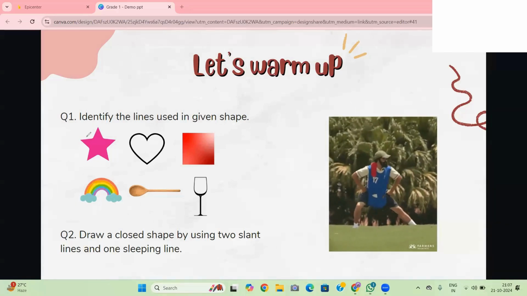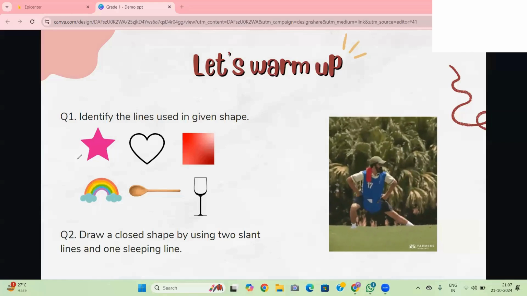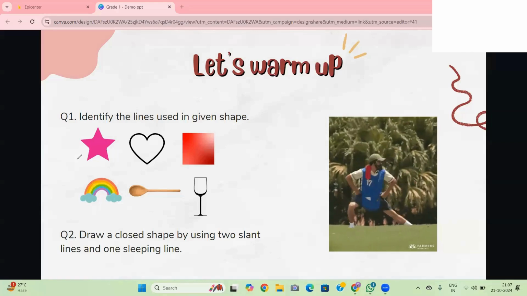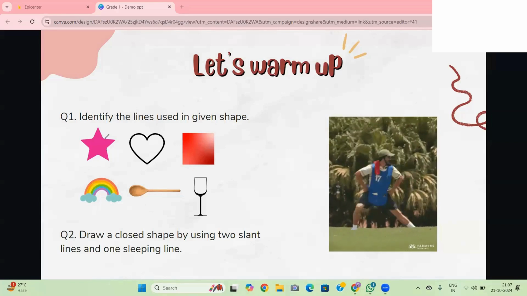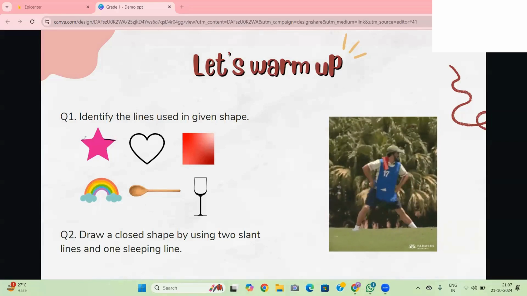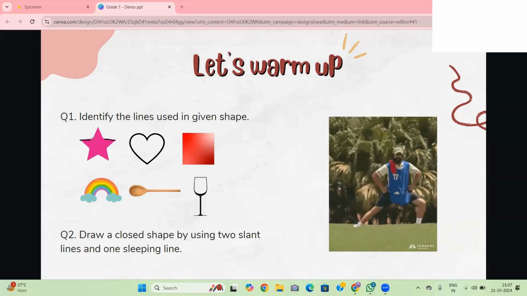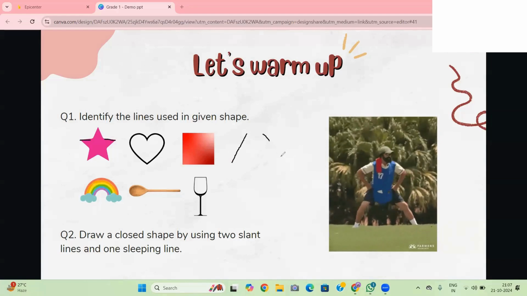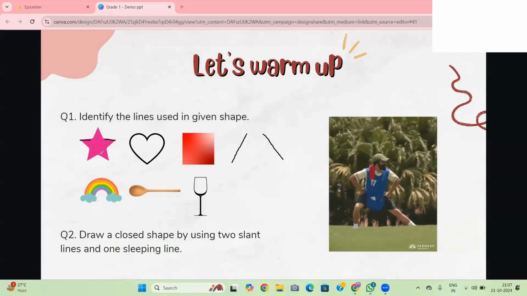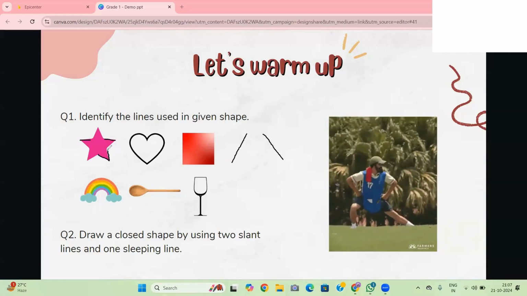Is it sleeping? Sleeping line. Yes, there is a sleeping line. This is a sleeping line. Good job. And there is another type of line we have. That looks like this. What do we call it? We call it slant. It's a slant line.